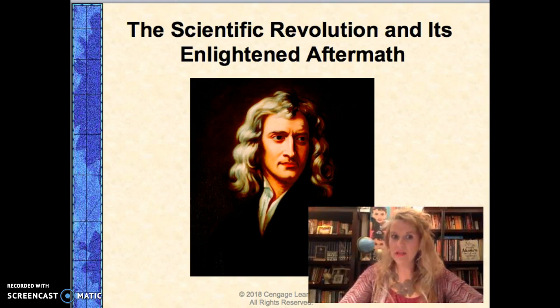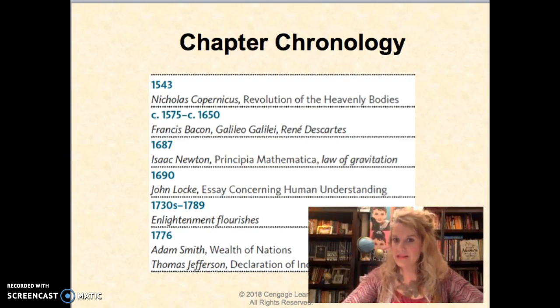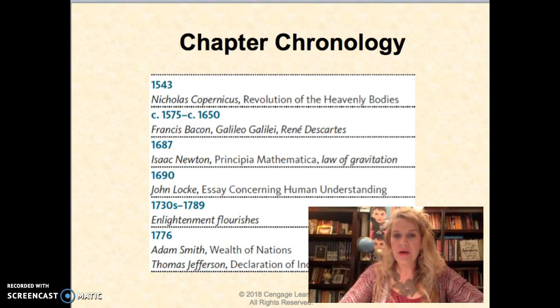This is Isaac Newton, Sir Isaac Newton, who was born on Christmas Day and was also knighted. He is known as one of the most foremost scientific minds of the scientific revolution. Chronology: we're going to talk about Copernicus, who was very much mocked by the church for saying that the earth is not the center of the universe. He said that the sun was. And the revolution of heavenly bodies.